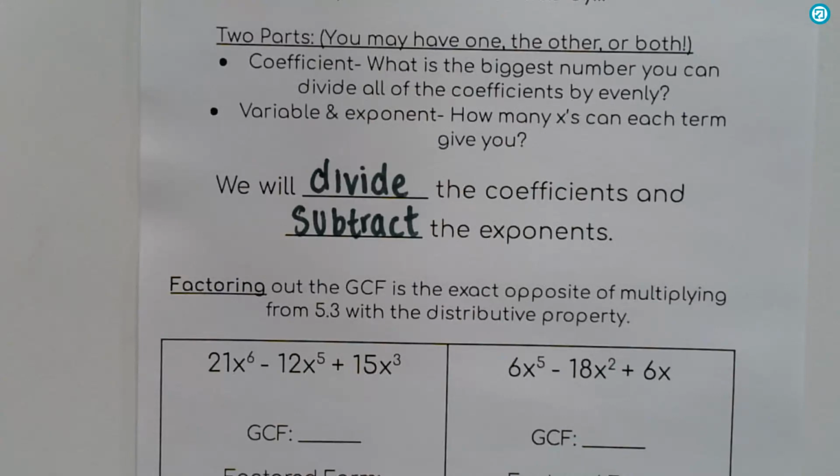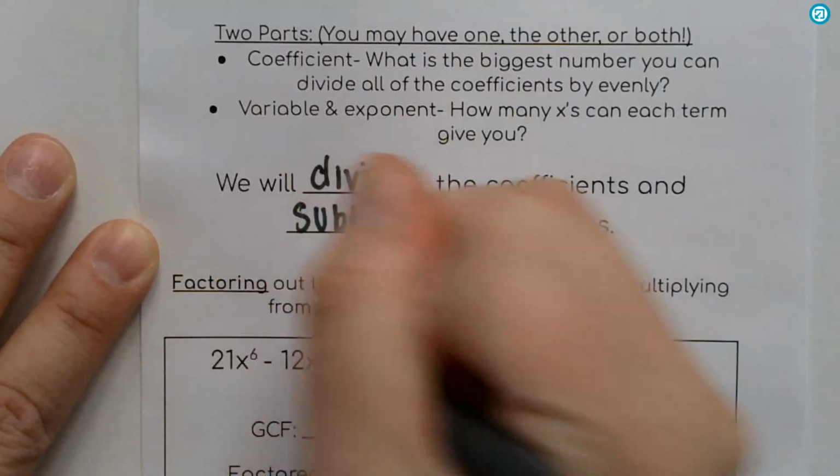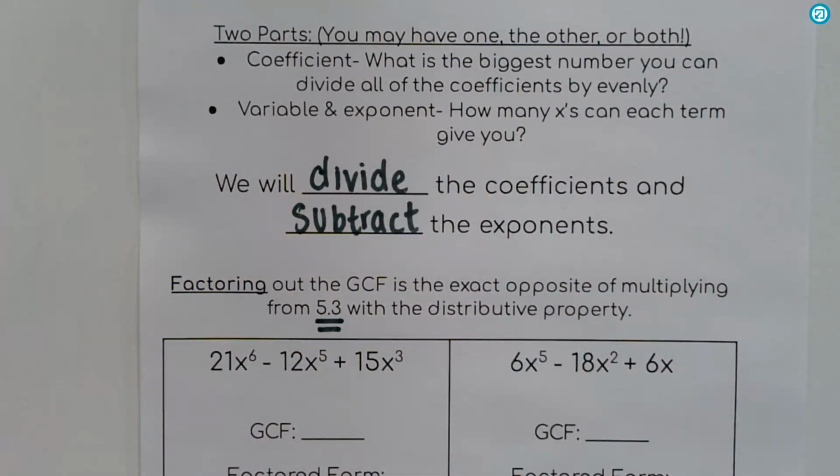Factoring out the greatest common factor is the exact opposite of multiplying in 5.3. If you remember back to 5.3, we multiplied our coefficients and we added our exponents. So now we're doing the opposite of both of those things. We're dividing our coefficients, we're subtracting our exponents.